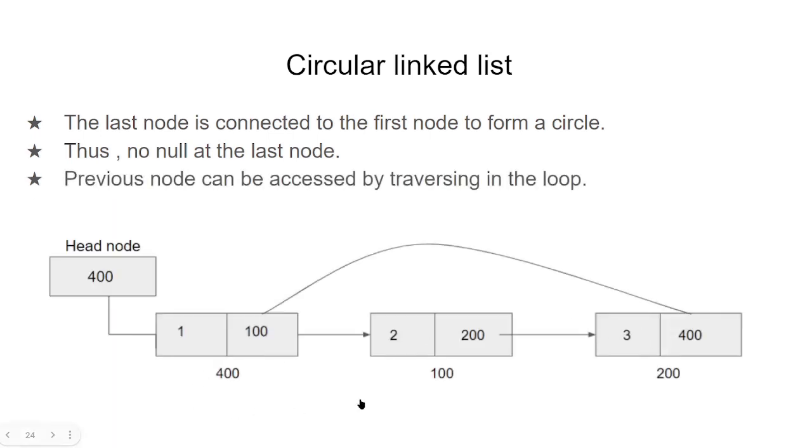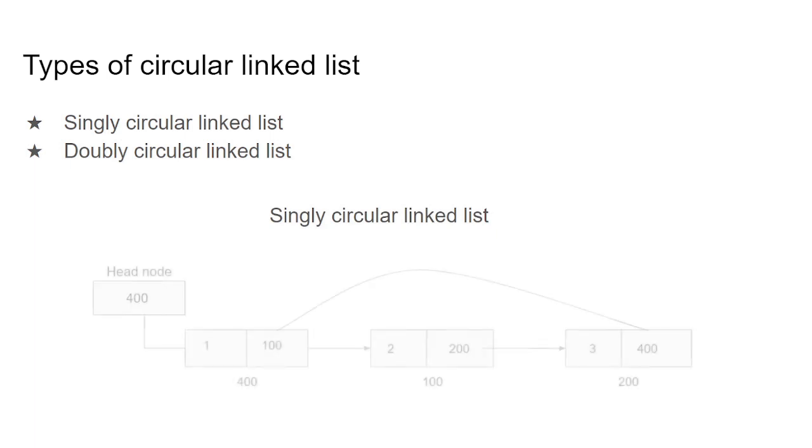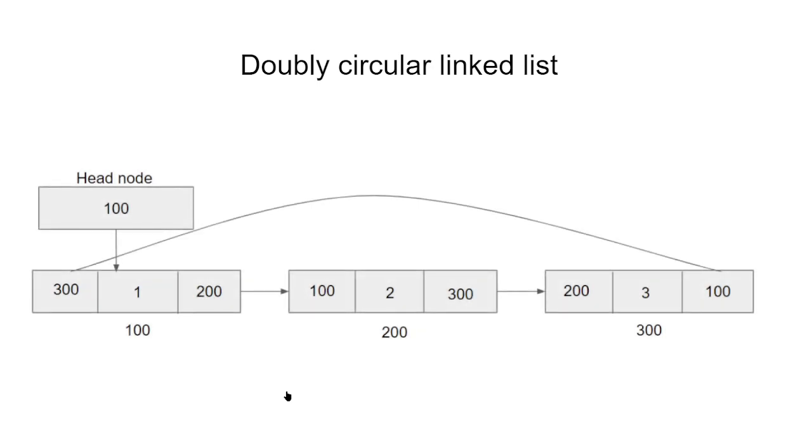This is a singly linked list, the only difference being that the last node does not point to a null value, instead it points to the first node. And there are two types of circular linked list. One is the singly circular linked list and another is the doubly circular linked list. In the singly circular linked list, the difference being that the last node's pointer points to the first node. And the same applies to the doubly circular linked list, as the last node points to the first node. So that's all for this video.